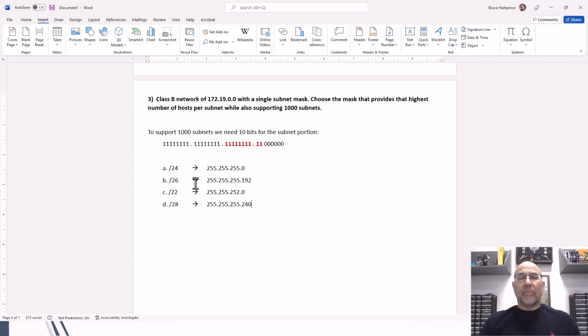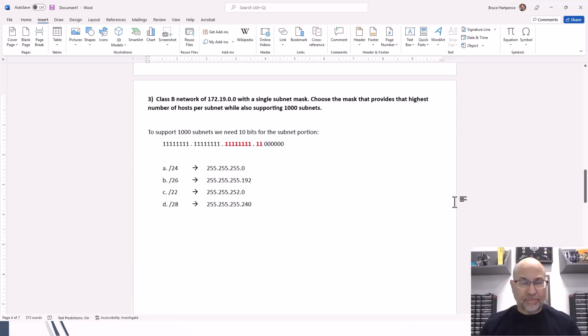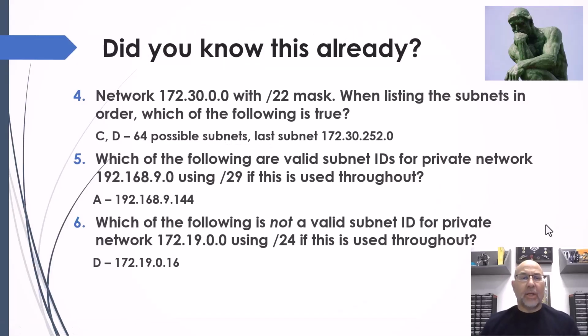But the real meat and potatoes here is understanding how many bits we need for the subnets. So when we take 10 bits for the subnets, we have 6 left over, and that would give us 64 possible hosts per subnet. Okay, question number 4, another class B network with a /22 mask.